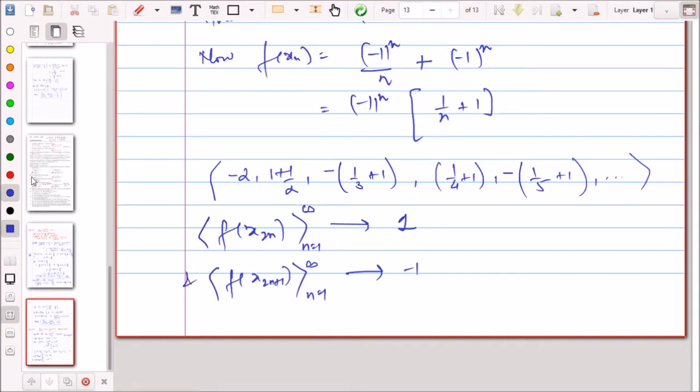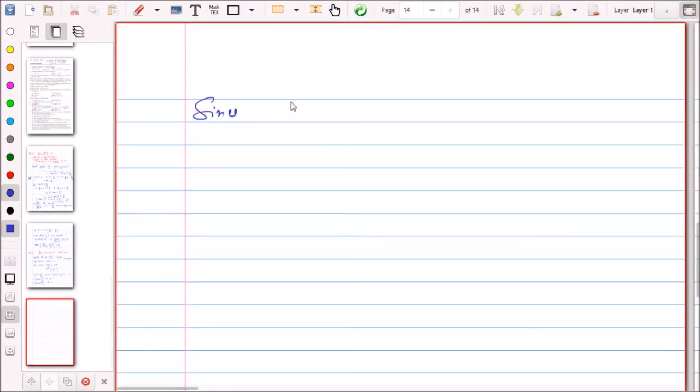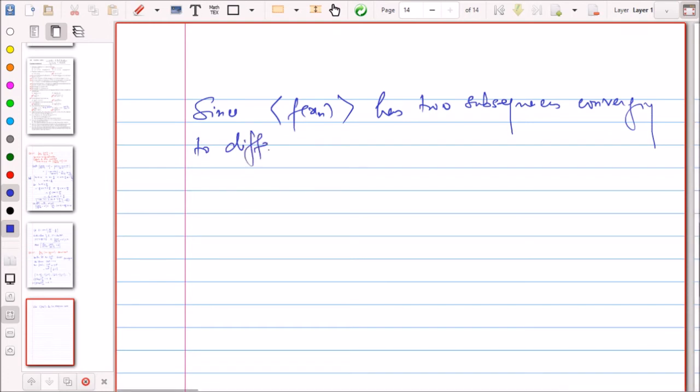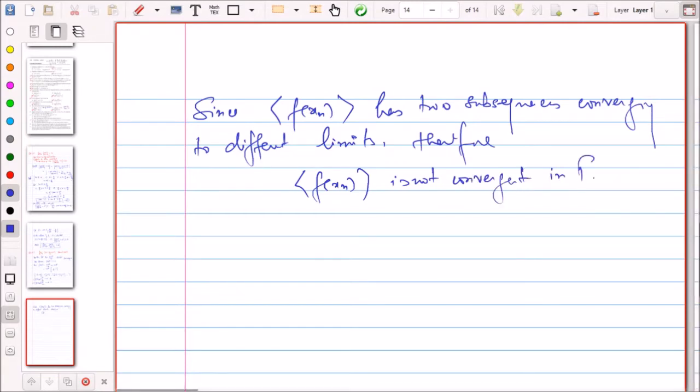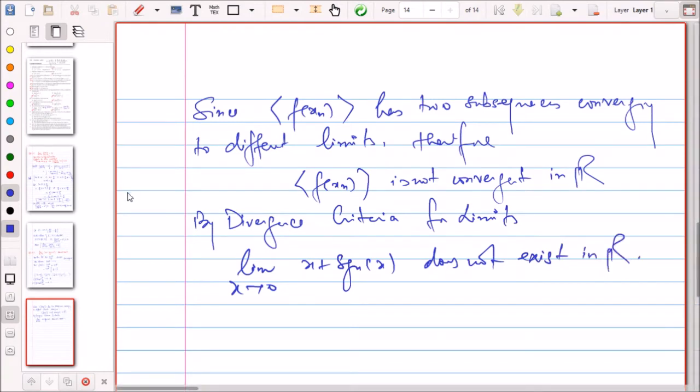So since f of xn has two subsequences converging to different limits, therefore f of xn is not convergent in R, and this implies by divergence criteria for limits, the limit as x tends to 0 of x plus signum function of x does not exist in R. So this is the proof of question number 12 A part.